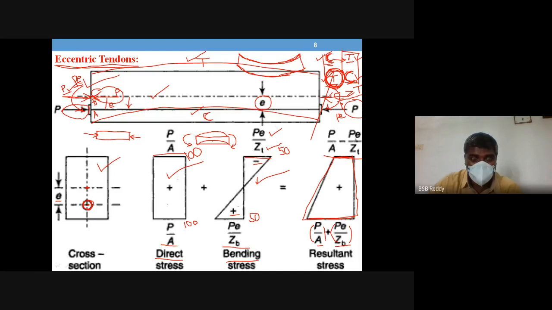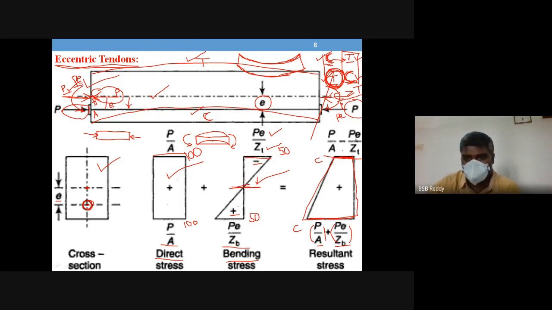So the axial, direct stress diagram is a rectangle, and the bending stress diagram is like two triangles with inverse symmetry, one triangle above the CG line, one triangle below the CG line. And the final stress diagram is a trapezoid. So on the top surface you have some compression, and at the bottom you have compressive stress with a higher amount.